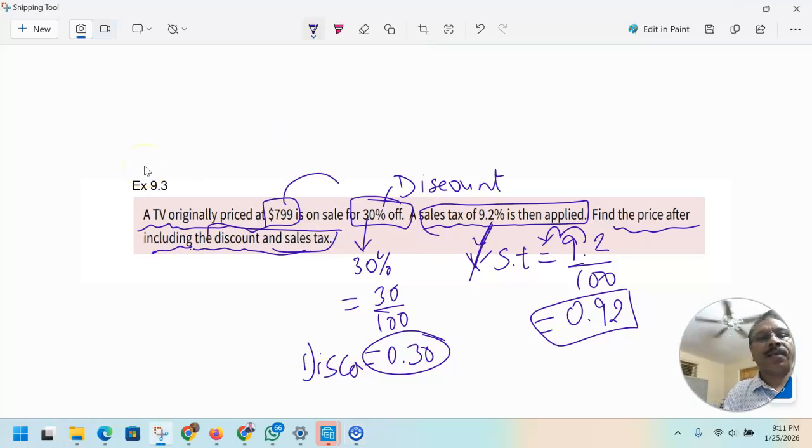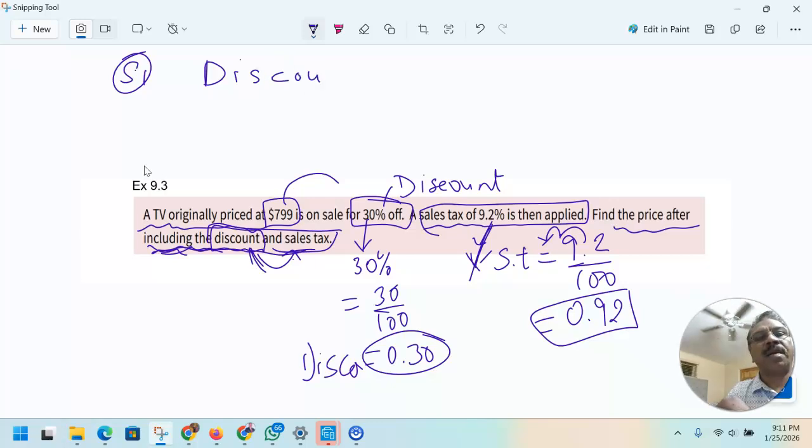Find the price after including the discount. So it means you do the discount first, and then you do the tax, and then you find the final answer. So there are three parts here. Step number one. Let's do only the discount.